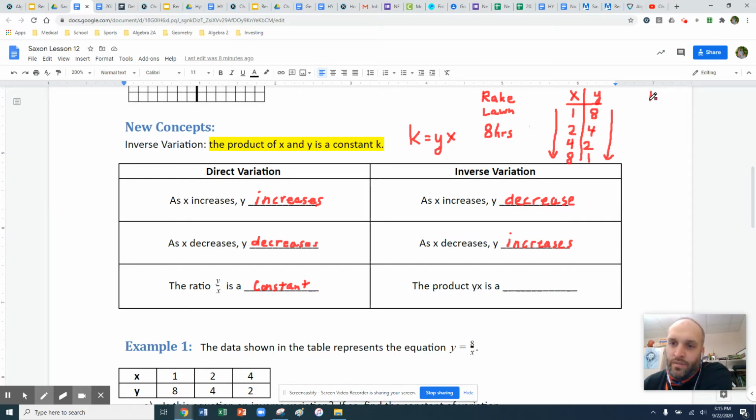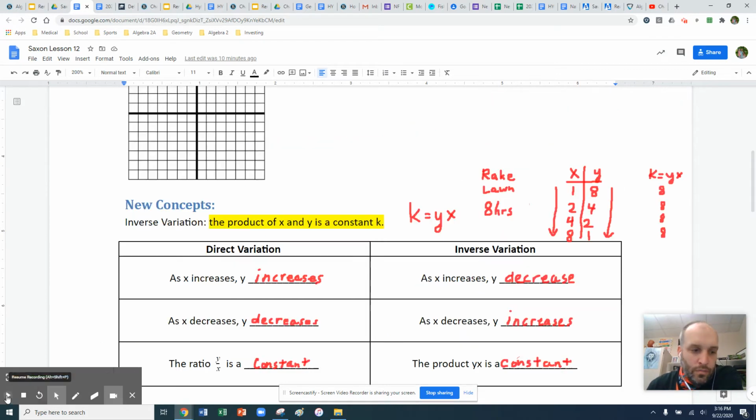And the last thing is we can find the constant by taking the product of your 2 variables. If you look, you take the product of 8 and 1, that's going to be 8. 4 and 2 is 8. 2 and 4 is 8. 8 and 1 is also going to be 8. So no matter how we multiply our variables, we're always going to be left with the total amount of hours it would take you to rake your yard. So the x's, as they increase, as more people are working on that job, that's going to cause the time of the job to start to decrease. So we start to see that inverse relationship, backwards from how direct variation works.